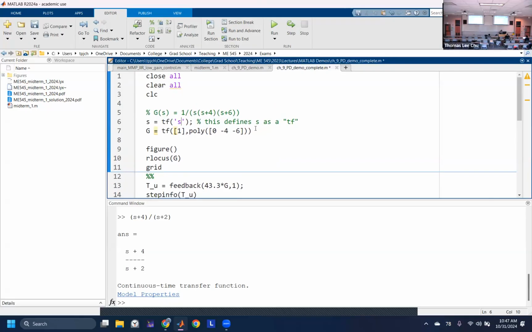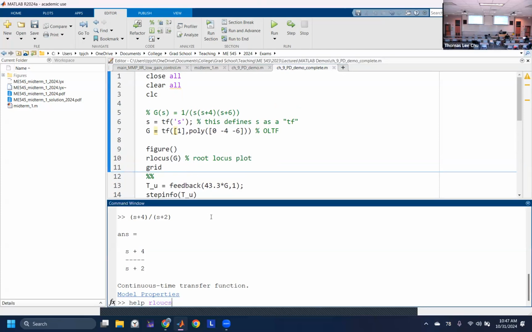So this is our open loop transfer function. And then we're going to plot the root locus.